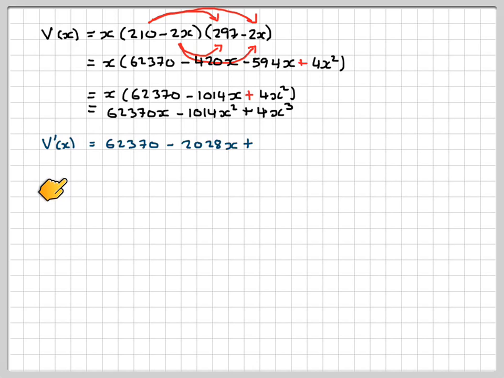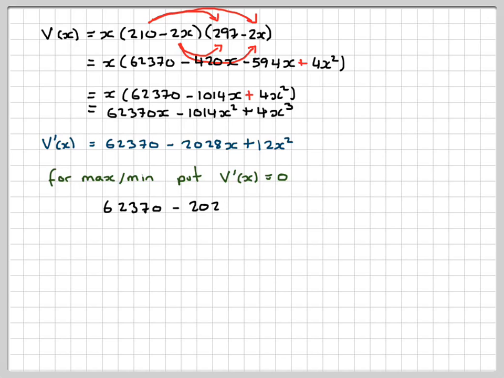So differentiating, and because we're using function notation, when we differentiate, this is v dashed of x. So bring the 1 down, get 62,370, and here we bring the 2 down, so we're going to get 2,028 to the power x to the power 1, and then 3 times 4 gives me 12x squared. Now to solve this for maximum minimum, we have to put f dash of x equal to 0.